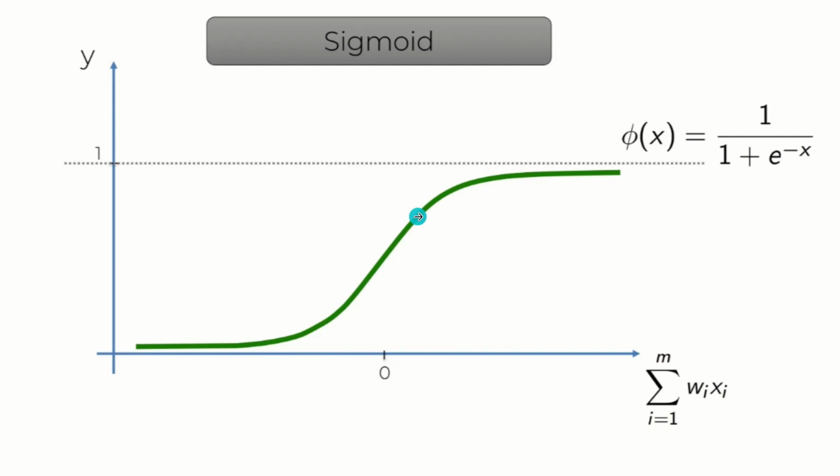Moving further, the next type of function we have is the sigmoid function. You can see in this case we have this equation available.